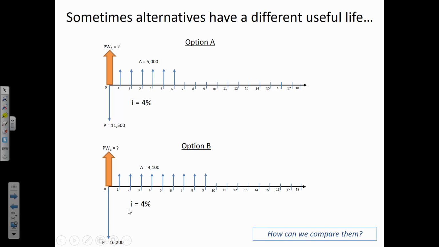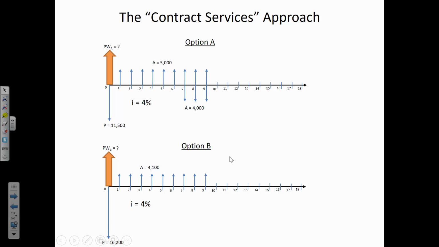LCM was one approach that we used, and that's where we repeated the cycles. And so you do have an LCM problem on the homework assignment, and some of you have already identified that one. So another method that we have for comparing the alternatives is called the contract services approach.